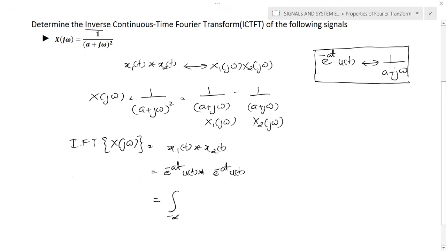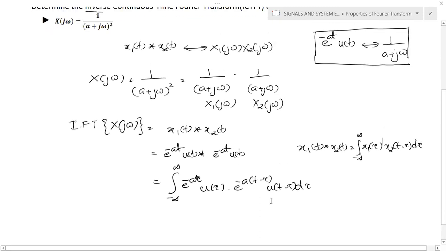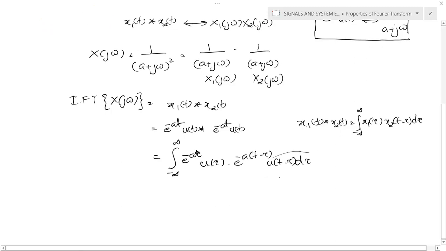Applying the formula, integral from minus infinity to infinity e raised to minus a tau u of tau into e raised to minus a into t minus tau into u of t minus tau d tau. Because the convolution in time domain of two signals, x1 of t convolution x2 of t, can be written as integral from minus infinity to infinity x1 of tau into x2 of t minus tau d tau. By applying this formula, you will get an expression like this. And there are two known quantities, that is u of tau and u of t minus tau.